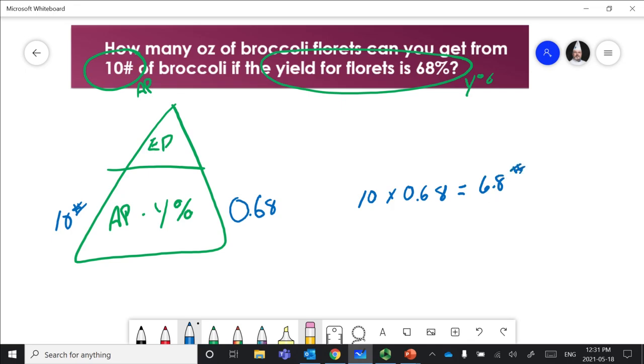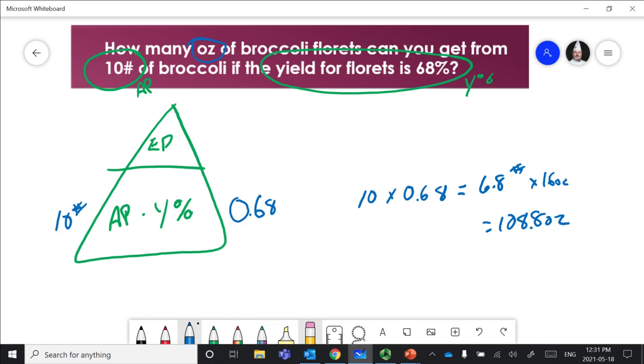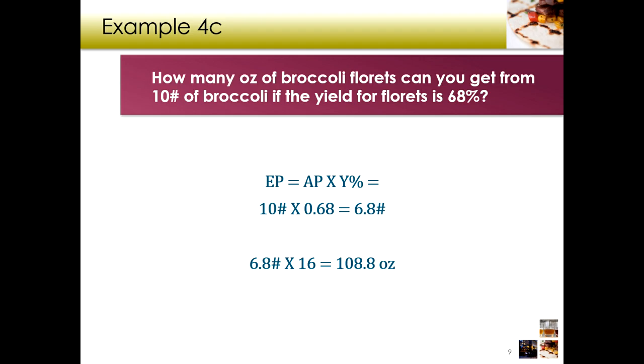And if I want to turn that into ounces, because the question is asking me for ounces, I need to multiply that times 16 ounces in a pound, which is going to give me 108.8 ounces, right? So now I know that if I had 10 pounds of broccoli in my cooler and we turn that into florets, I'm going to end up with 108.8 ounces. So I have a reasonable expectation of how much I'm going to have that I can use for making my broccoli soup or whatever. Do I need to order more or not?